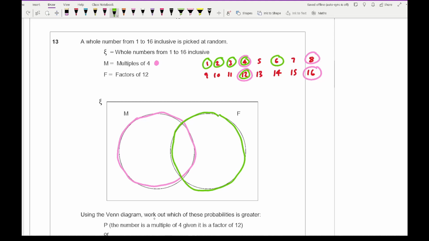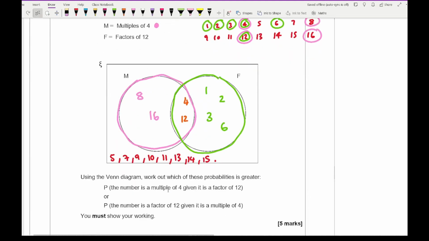So from this I could then start filling in numbers. The numbers that are green only are 1, 2, 3, and 6. The numbers that are pink only are 8 and 16. The numbers that are both are 4 and 12. And the numbers that are not circled are 5, 7, 9, 10, 11, 13, 14, and 15.